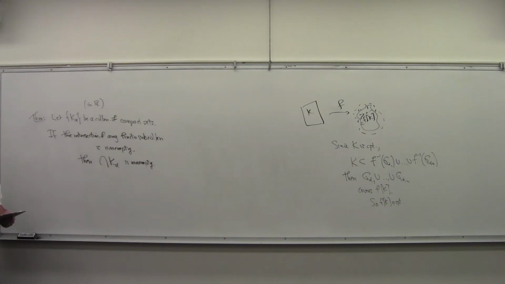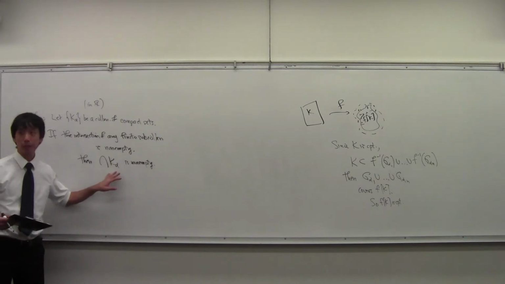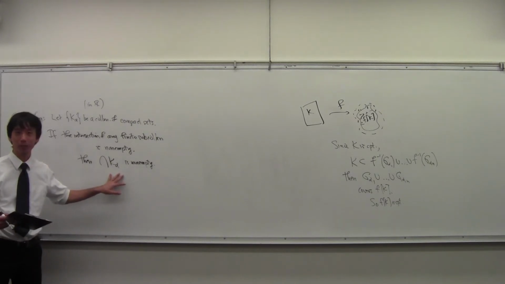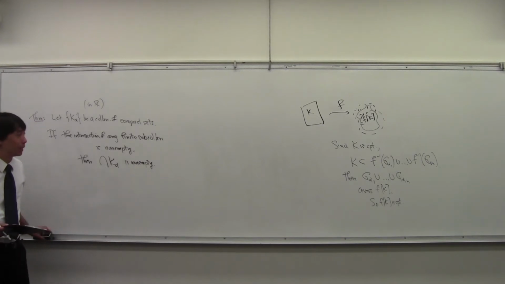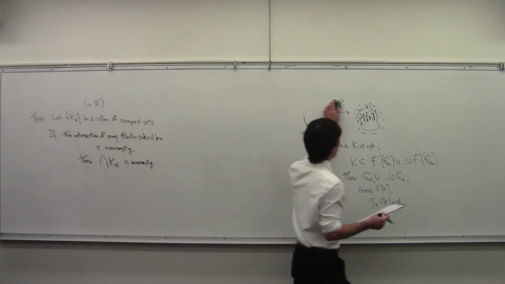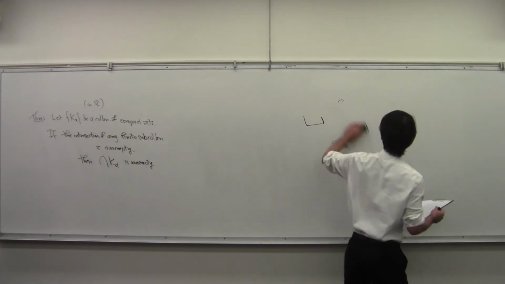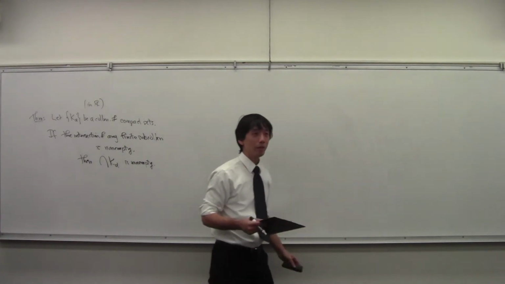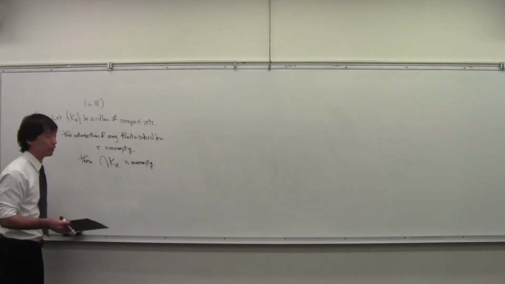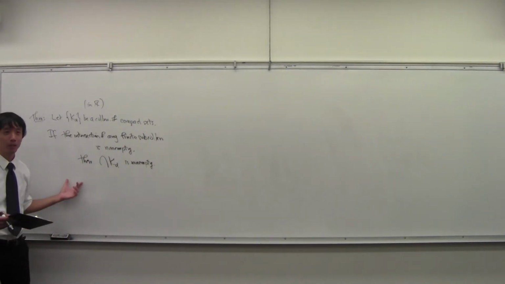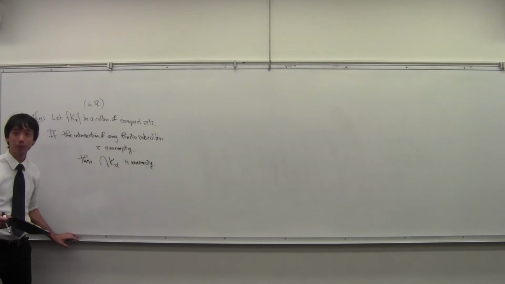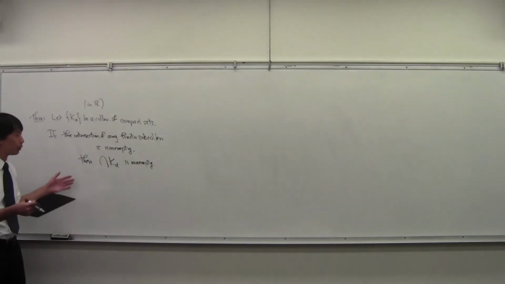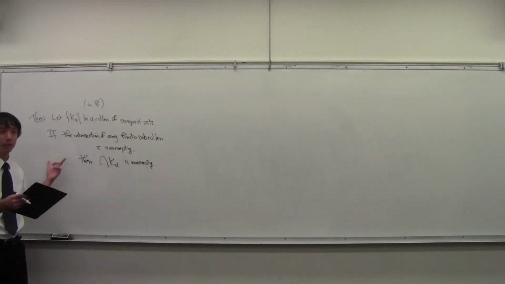If the intersection of any finite subcollection is non-empty, then the intersection of all of them is non-empty. This should be a little bit reminiscent of something you did earlier. Does this remind you of anything? You've got a bunch of sets. Whenever you intersect finitely many of them, you get something non-empty. The intersection of all of them is non-empty. Do you remember we did some problem like this earlier? It was, remember, nested, closed and bounded intervals, right?